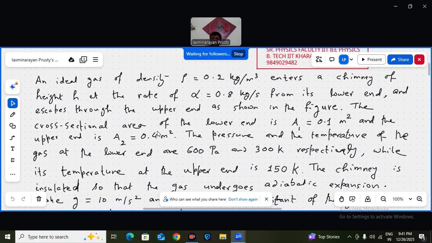The cross-section area of the lower end, A1, is the smaller one, 0.1 meter square, and the upper end A2 is equal to 0.4 meter square, 4 times bigger. The pressure and the temperature of the gas at the lower end are given as 600 Pascal and 300 Kelvin respectively. But at the upper end, only the temperature is given, as 150 K.